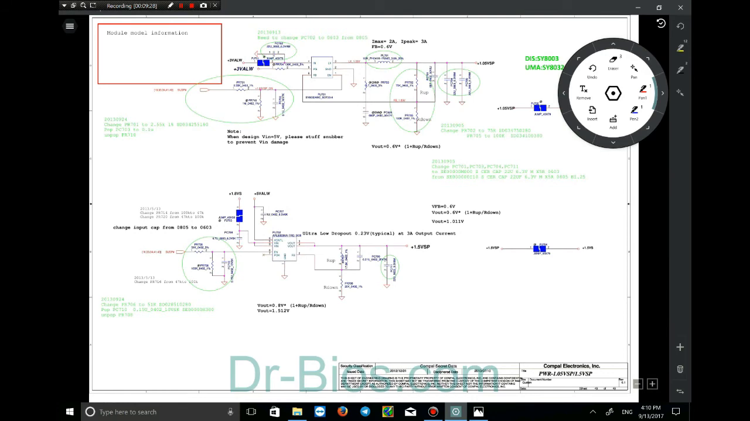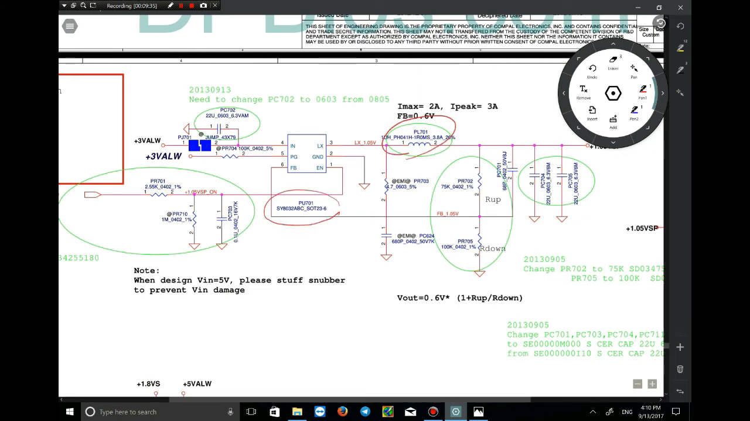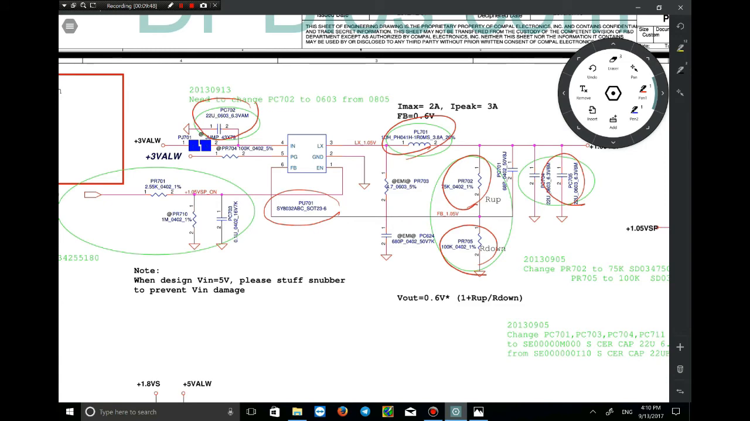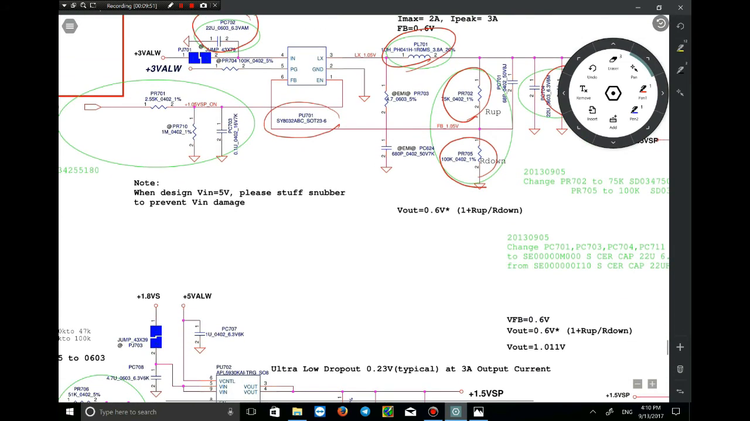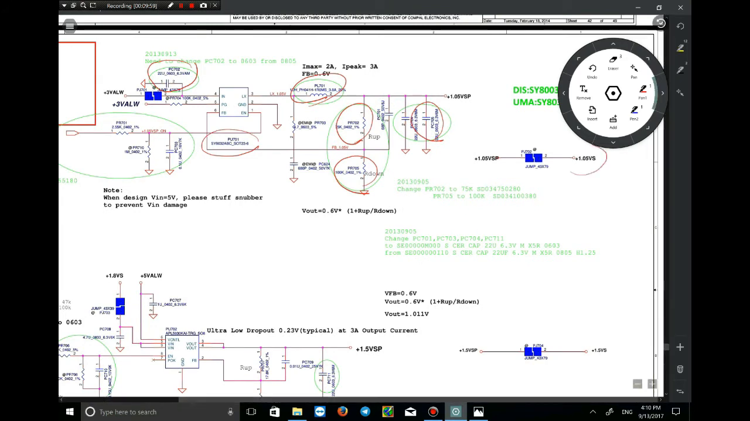Code 700 is the following: PU 701, PL 701, PR 702, PC 705, PR 705, PC 702. All of them are over 700. This block is related to 1.05 volt and 1.5 volt power.